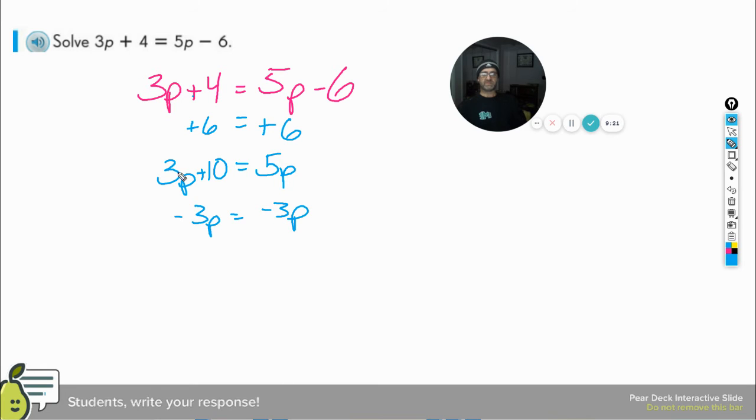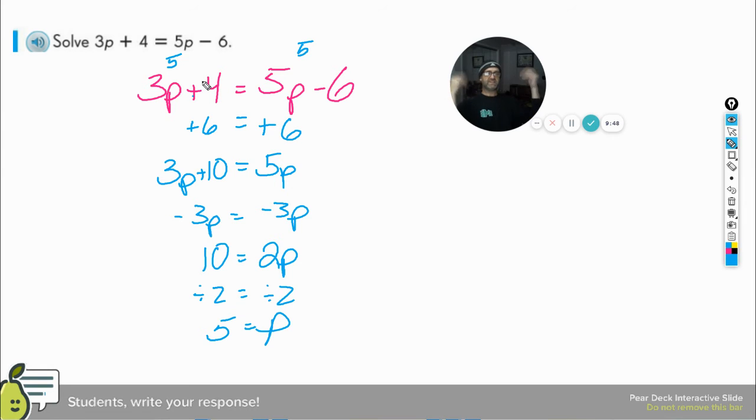So minus 3p plus 10 minus 3p is just 10. 5p minus 3p is 2p. How do I get the 2 alone? Well, 2 times p is going to require me to divide by 2. Do the 10 divided by 2. 10 divided by 2 is 5. 5 equals p. If I put the 5 in here and 5 in here, 5 times 5 is 25, minus 6 is 19. 3 times 5 is 15, plus 4 is 19.